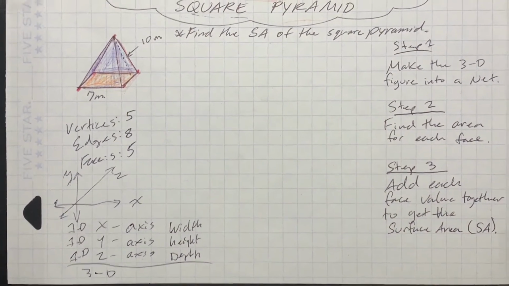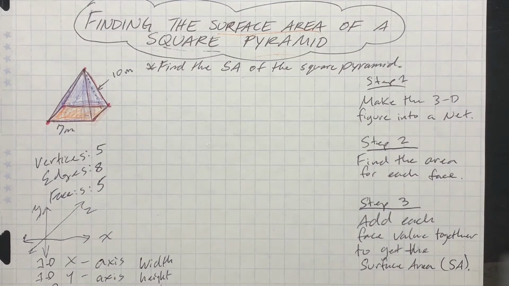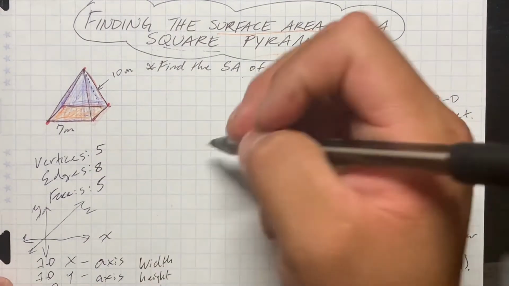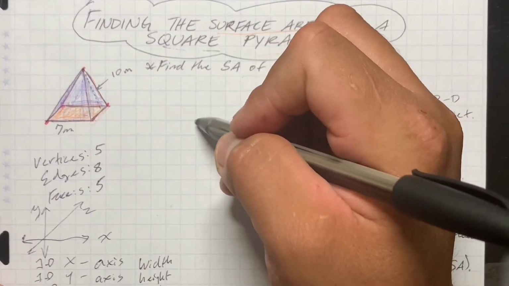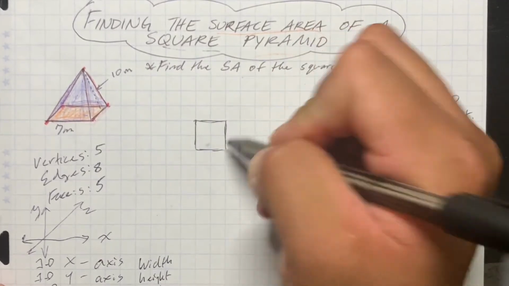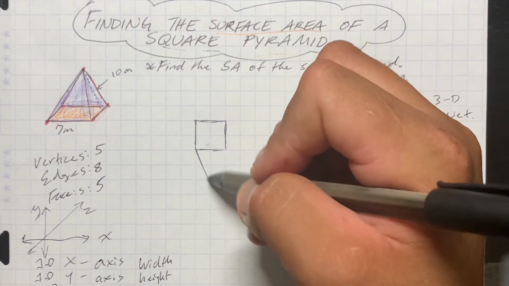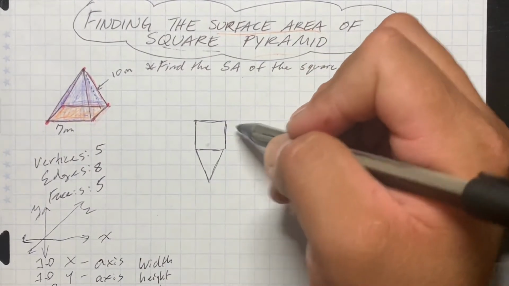All right, so now that we know what a 3-dimensional figure is, let's go ahead and unfold this 3-dimensional figure into a net. Okay, so let's have the base is a square. Now each lateral face is a triangle. Okay.